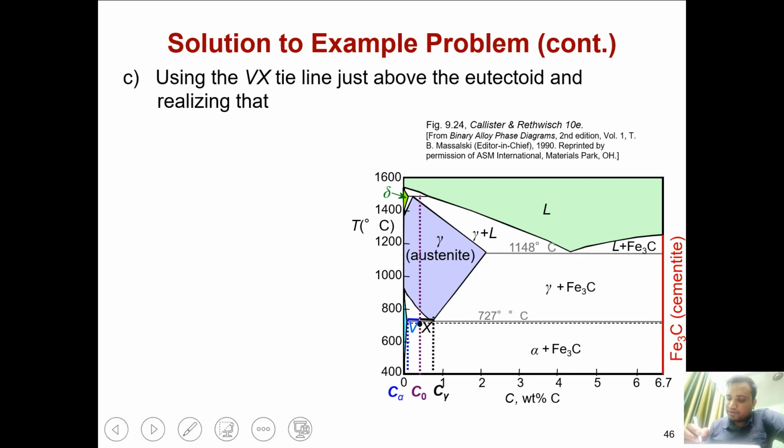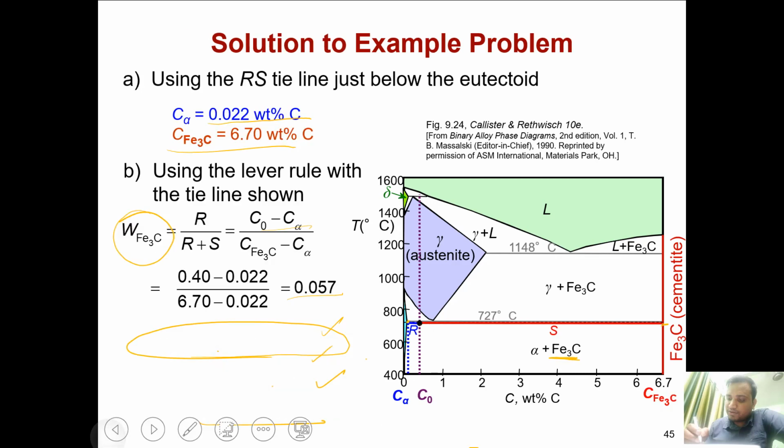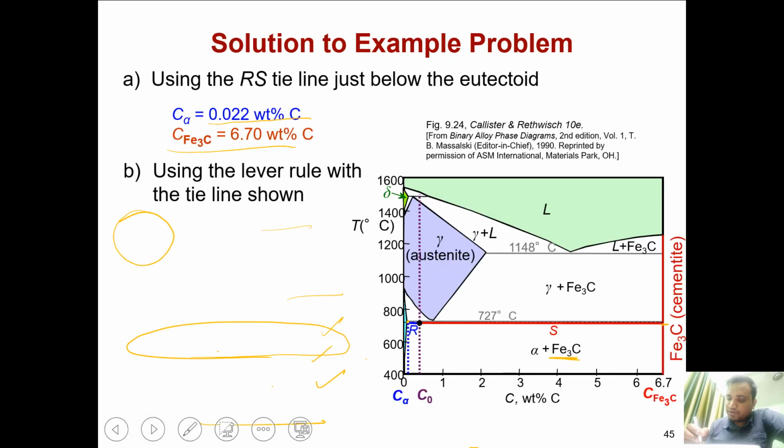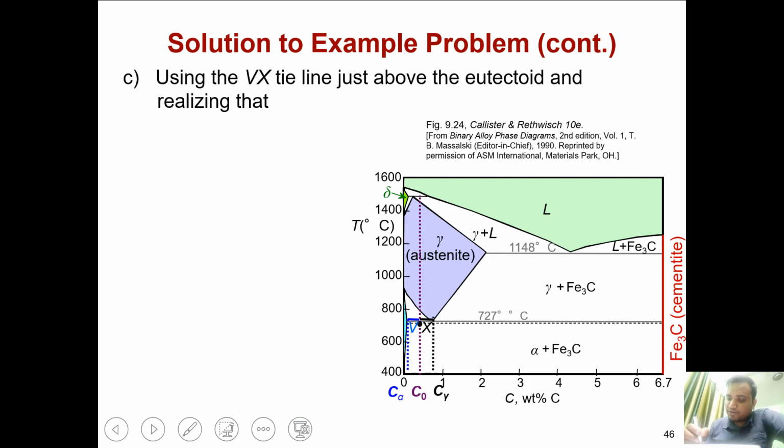Now that is the question B, I think, right? B, the amount of cementite, we have solved. First we found what is this Fe3C and this, the amount of perlite and proeutectoid ferrite. So we need to see for this perlite also. Option C. Now once we have the perlite, this is the perlite point. So this will be the line, the boundary line. So we will make this tie line.